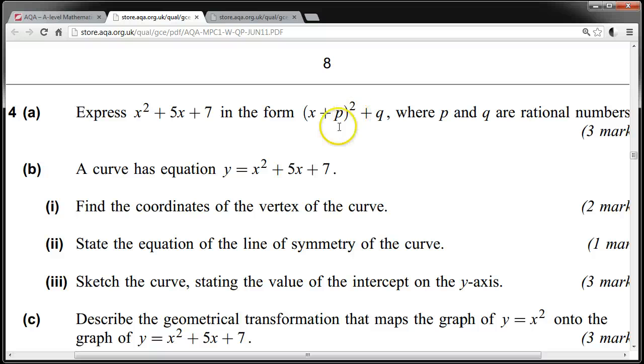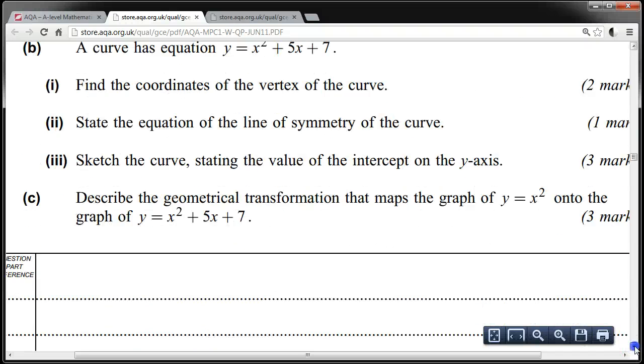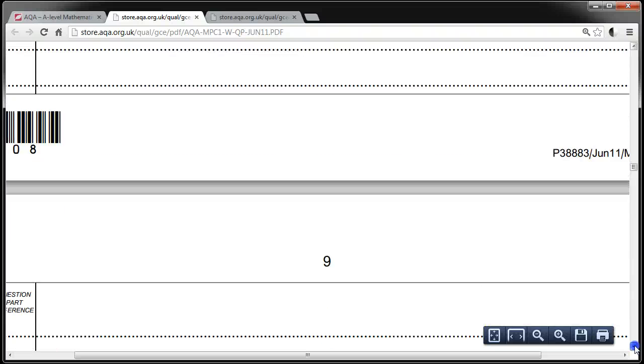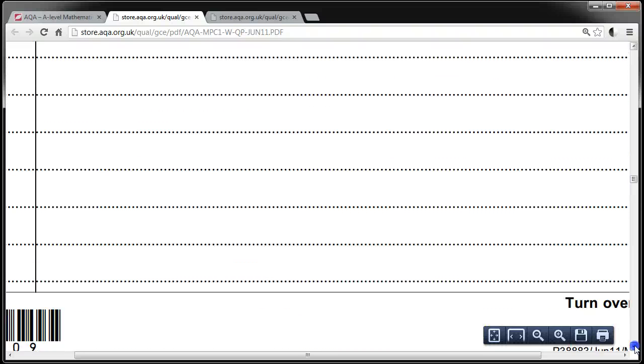Polynomial, completing a square here rather. Simple. And then you've got this quadratic, vertex, that's easily obtainable once you've written it in this form. Symmetrical line of symmetry, again fairly straightforward once we look at this. Sketching the curve, and the geometrical transformation of moving this curve onto this which we have in this form. So again, fairly straightforward. Question 4. So let's move down then. Plenty of room to put our workings as usual.